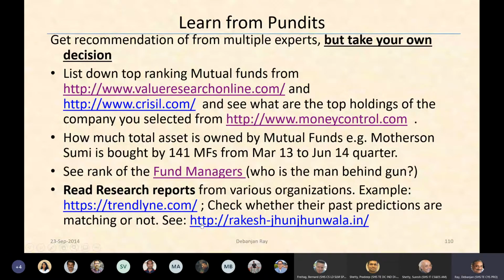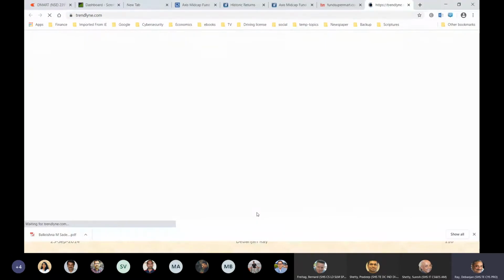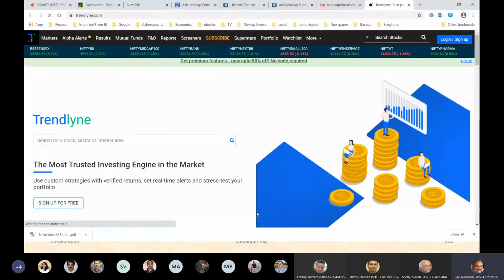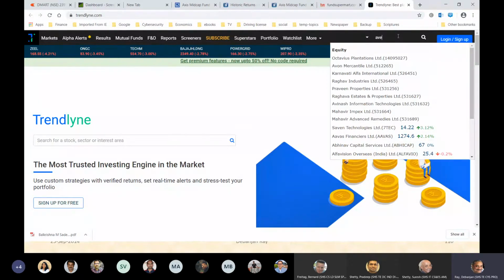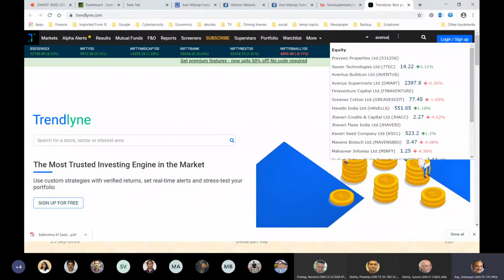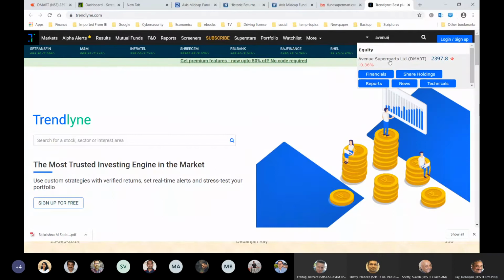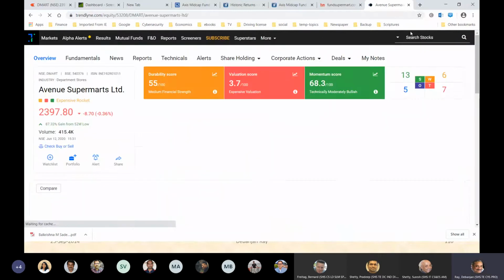Then another important thing is that you have to read the research report. It is very important that you read the research report. Let me go to trendline.com. It is a very interesting site, Trendline. In Trendline, for example, you are searching for anything, Avenue Supermarket or say DMart.